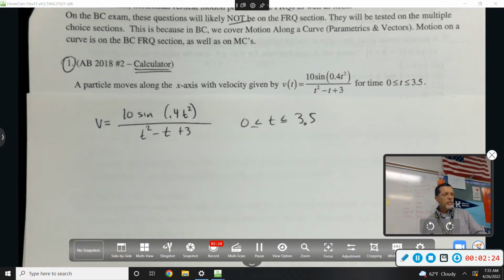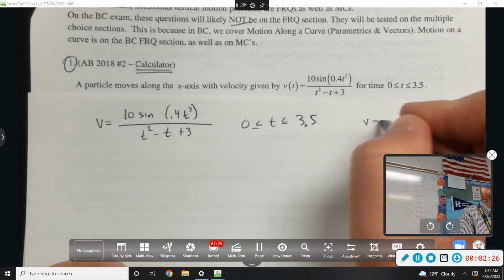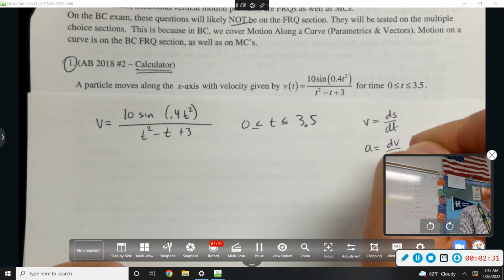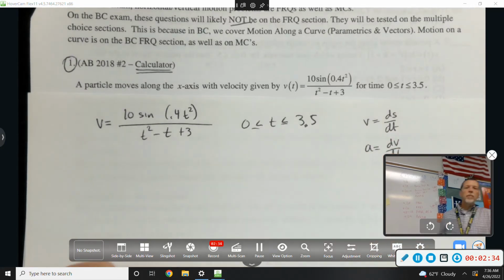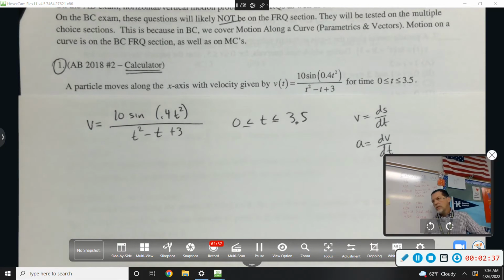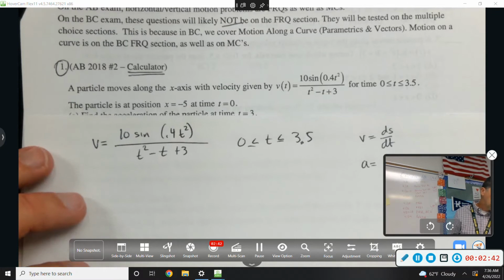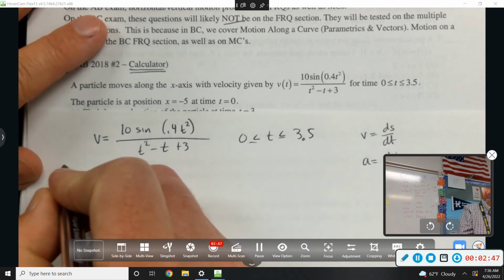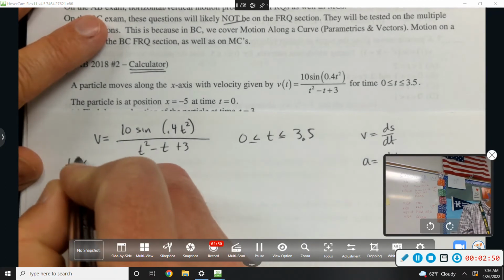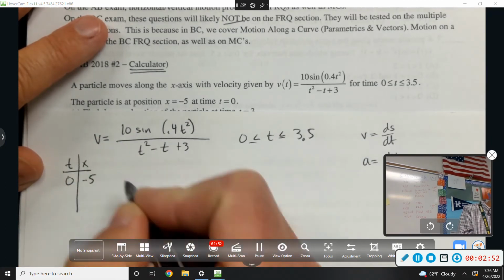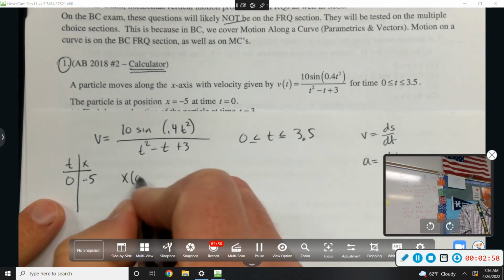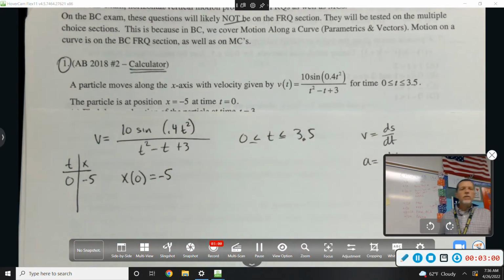Before I even go any further, I'm remembering that velocity is derivative of position, and acceleration is derivative of velocity. And that also means I can integrate to go backwards. The particle is at position x equals -5 when t equals 0. So you can make that into like a table, or you could just say x of 0 equals -5, however you want to phrase that.